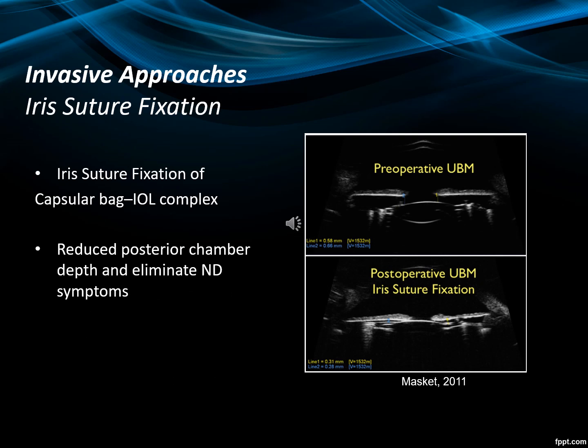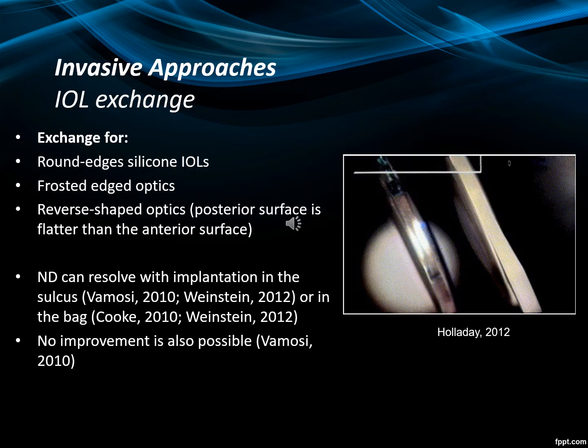Other methods of invasive approaches is to change the position of the lens. In this scenario, some surgeons have recommended moving the optic anteriorly by fixating it on the iris. This has been shown to decrease the shadowing, however, it does not fully eliminate it.